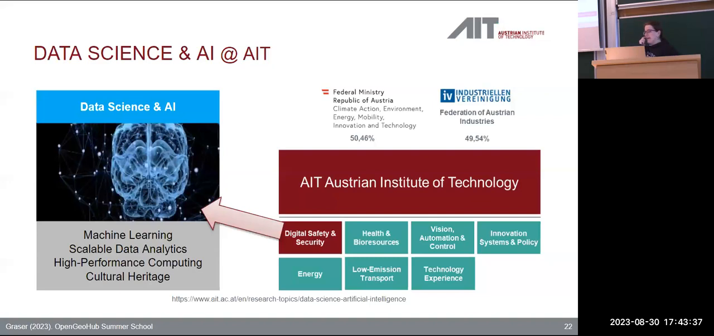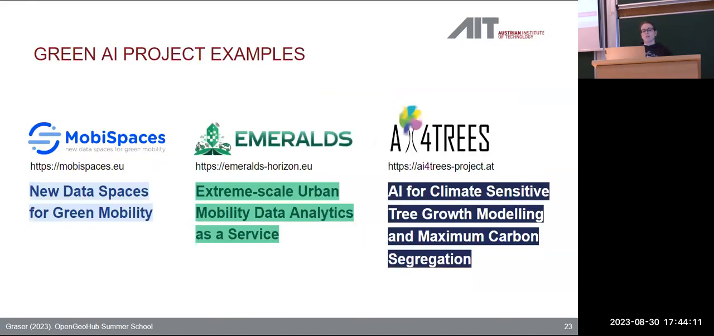Yeah, I interpreted this invitation as an opportunity to maybe look a bit beyond what Earth observation is doing. I work at the AIT, particularly in the data science and AI group, and we are like a general purpose data science and AI in all kinds of application domains. From machine learning for industrial applications to data solutions for cultural heritage. So what I want to share with you today are just a couple of examples of the research field that we term green AI or green data science. And in particular, it's two projects that I'm currently involved with in the domain of mobility and transport.